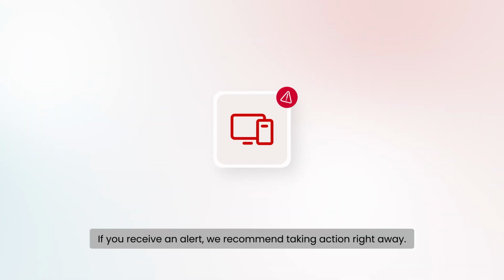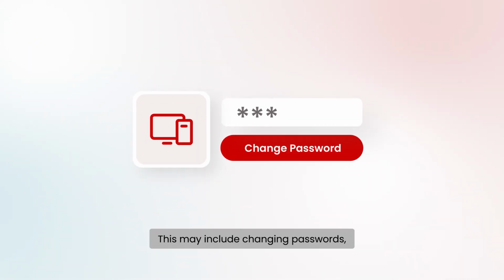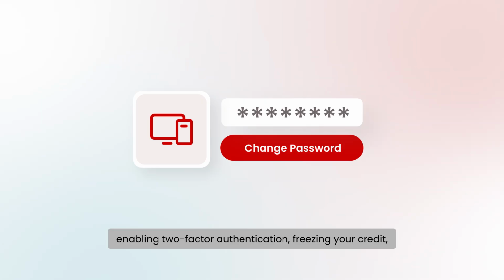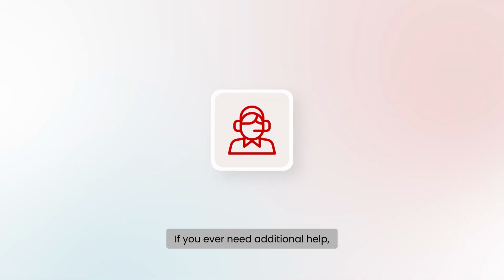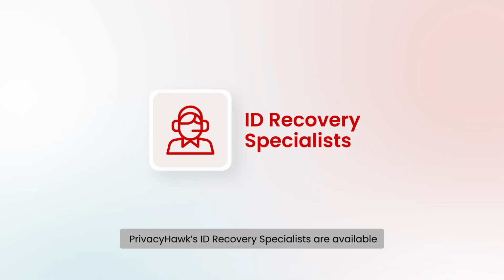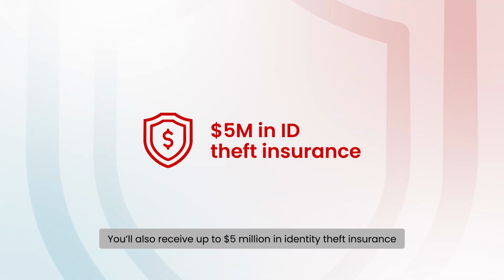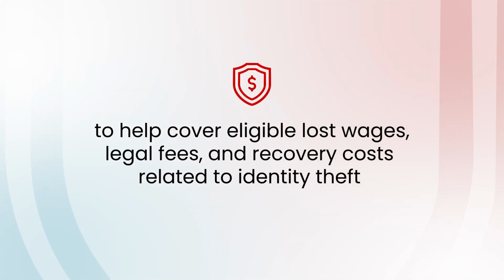If you receive an alert, we recommend taking action right away. This may include changing passwords, enabling two-factor authentication, freezing your credit, or contacting your bank. If you ever need additional help, PrivacyHawk's ID recovery specialists are available to support you through the recovery process. You'll also receive up to $5 million in identity theft insurance to help cover eligible lost wages, legal fees, and recovery costs related to identity theft.